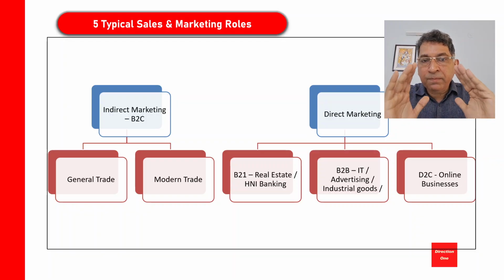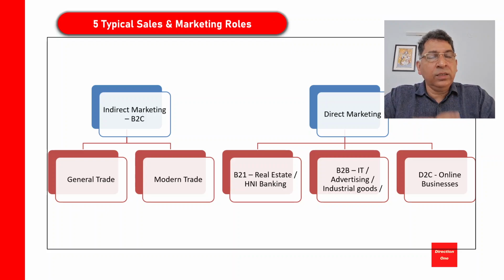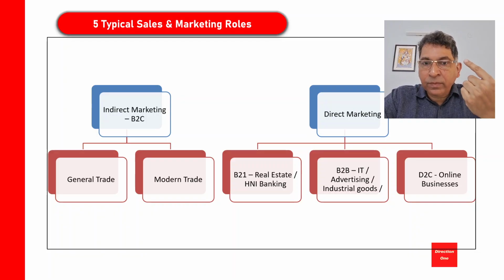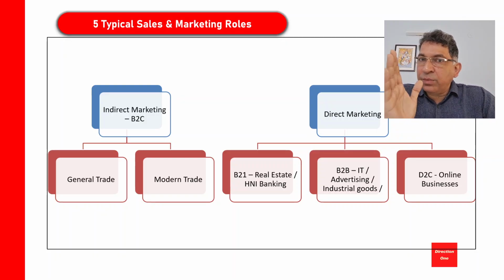So in FMCG marketing, or in building construction, whether you're talking paint or tiles or construction equipment or cement, you are operating in an indirect marketing role because you're operating through a channel, a marketing intermediary. So this is general trade, this is modern trade, both of which are indirect. Now let's come to the other part, which is direct marketing.